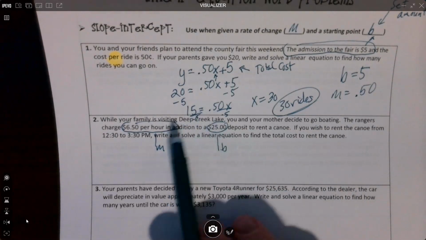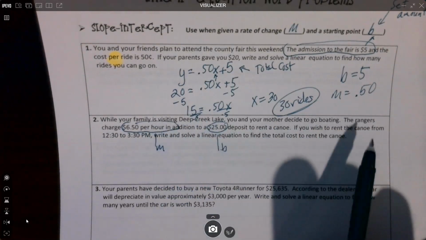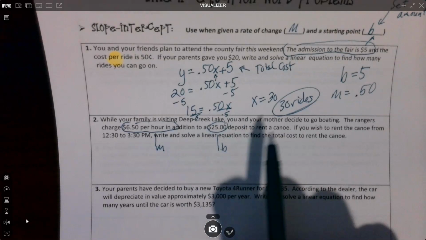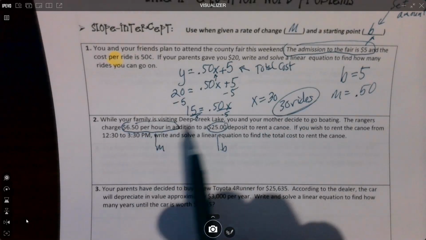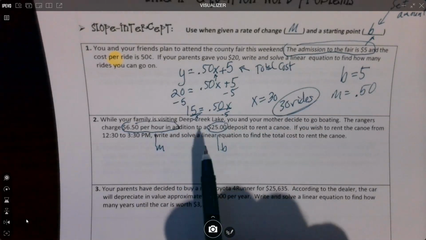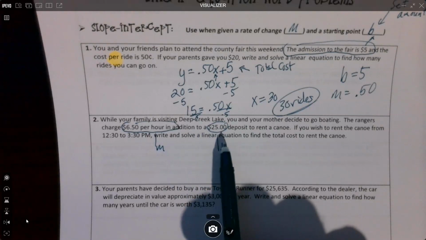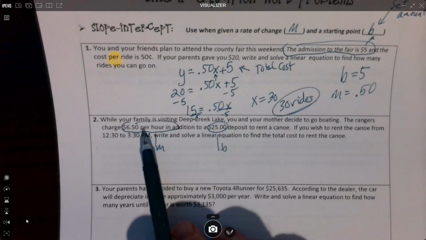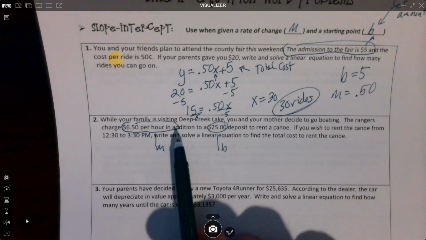The idea is, let's say you were to rent and go boating and you are going to get this canoe, you have to shell out $25 and then you have to turn around and pay $6.50 per hour.